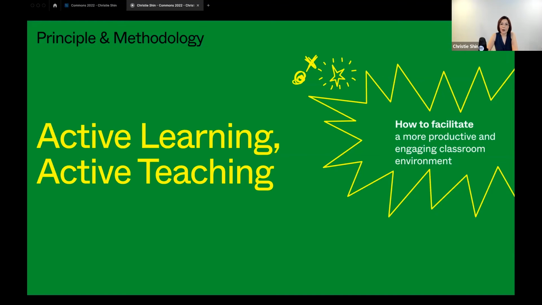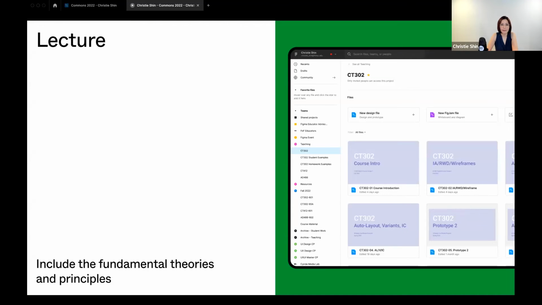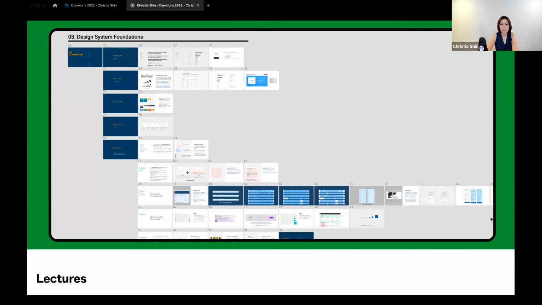Third, I will explain how I facilitate a more productive and engaging classroom environment. The classroom experience is not just gaining technical craftsmanship. Students' learning outcomes increase when they understand the fundamental theories and principles in a subject and can practice by applying them to a project. Therefore, I emphasize my lecture with the basic principles. This is an example of how I prepared my lecture in Figma.